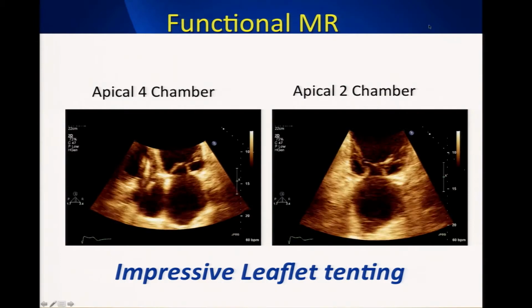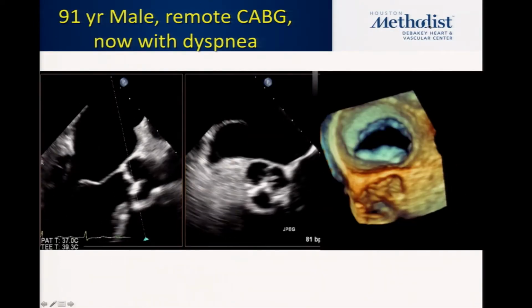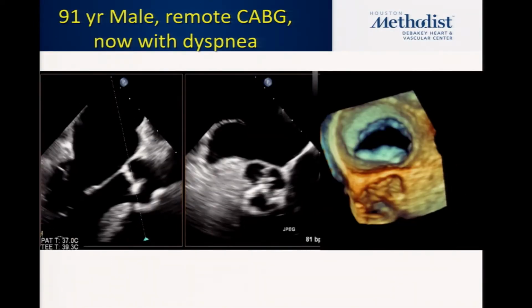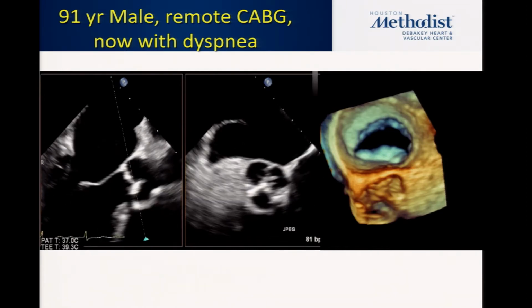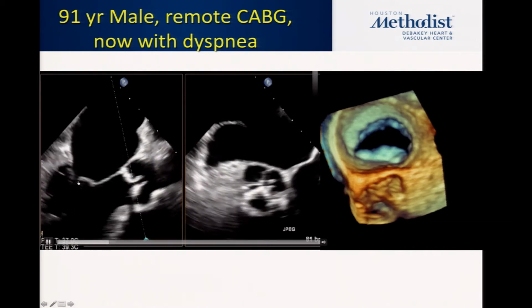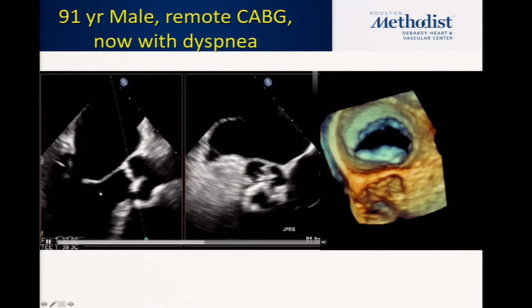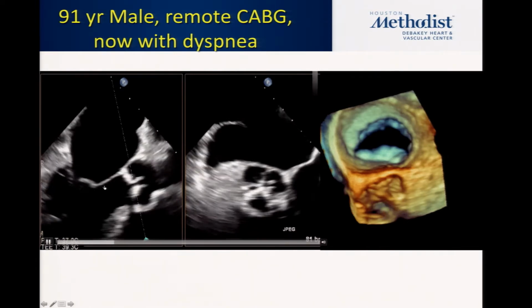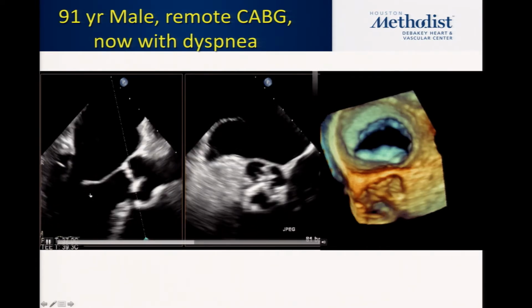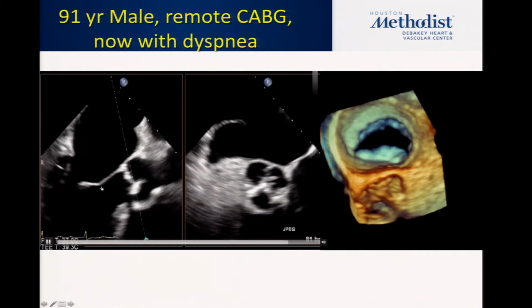Here's a case that some of you will not have seen. This is somebody referred to us, 91 years old, had a remote history of CABG, comes in now with dyspnea. And look at that valve. Great example of that hook in that anterior leaflet. And that's this strut cord. You don't see the cord very well, but you see the effect of the cord. There's a strut cord coming up here to the mid-belly of that anterior leaflet.